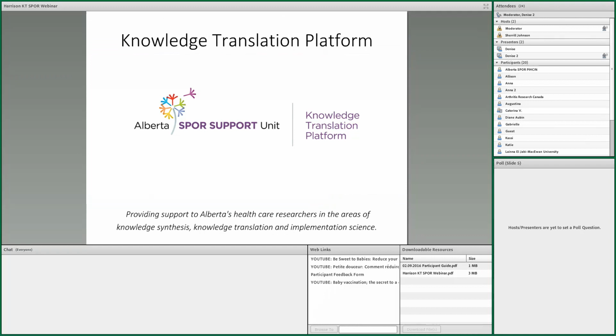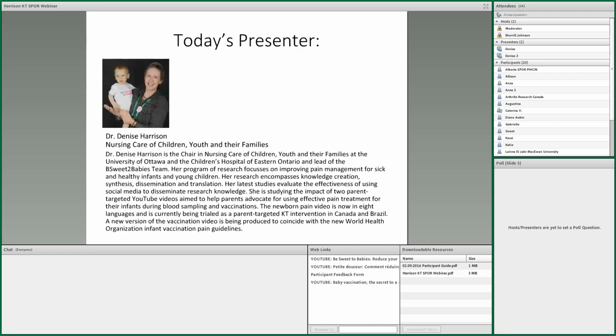Our presenter today is Dr. Denise Harrison from the University of Ottawa, Children's Hospital of Eastern Ontario. Dr. Harrison's program of research focuses on improving pain management for sick and healthy infants and young children. Her research questions have often grown out of her clinical work, and her research encompasses knowledge creation, synthesis, dissemination, and translation. Her latest studies evaluate the effectiveness of using social media to disseminate research knowledge.